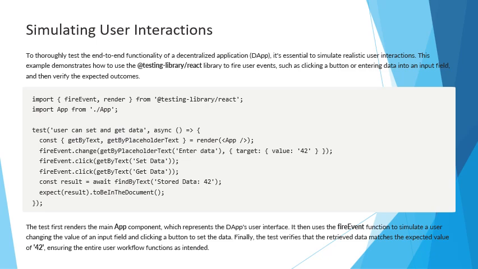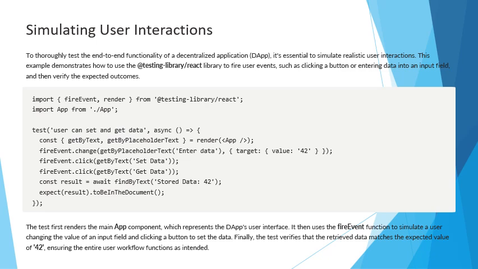To thoroughly test the end-to-end functionality of a DApp, it's essential to simulate realistic user interactions. This example demonstrates how to use the testing library's fire event function to fire user events such as clicking a button or entering data into an input field, and then verify the expected outcomes.